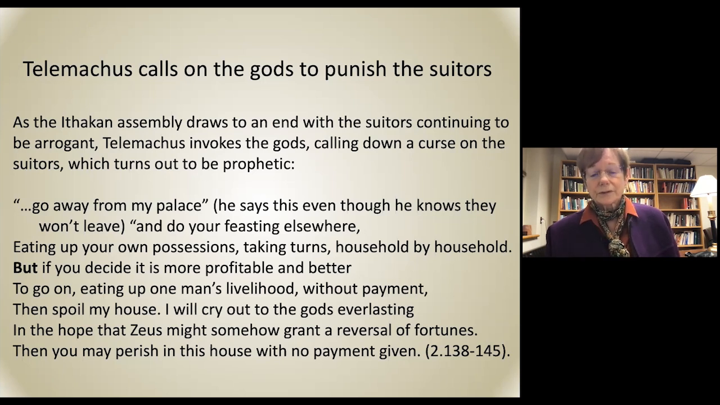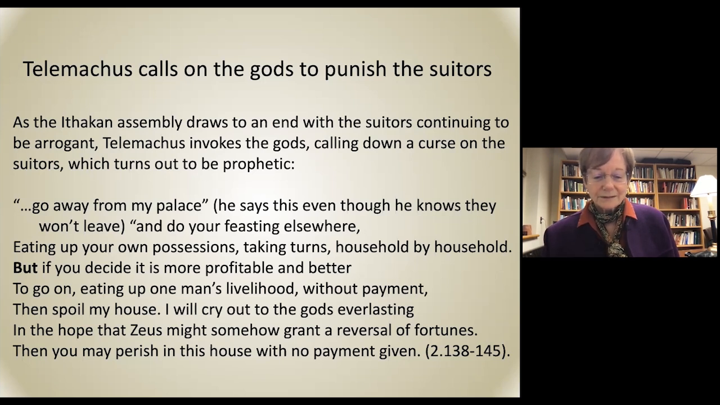The suitors, of course, refuse what Telemachus asks them, and he invokes the gods, calling down a curse, which turns out to be prophetic. Go away from my palace, he says, even though he knows they will not leave, and do your feasting elsewhere, eating up your own possessions, taking turns household by household. This, of course, is what their parents should be telling them. But if you decide it is more profitable and better to go on eating up one man's livelihood without payment, then spoil my house. I will cry out to the gods everlasting in the hope that Zeus might somehow grant a reversal of fortune. Then you may perish in this house with no payment given.